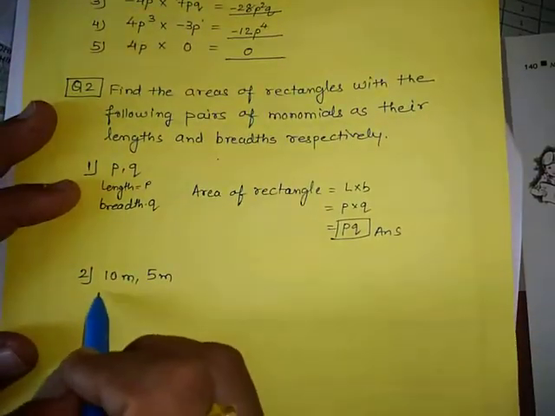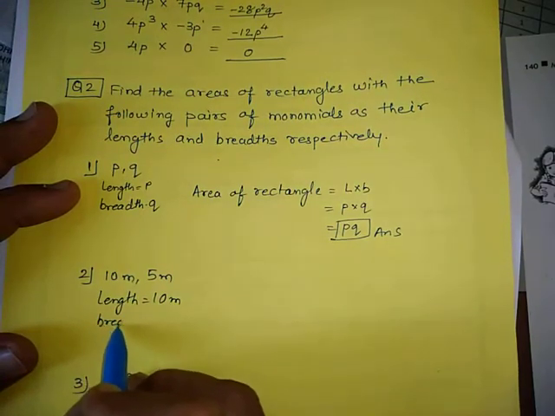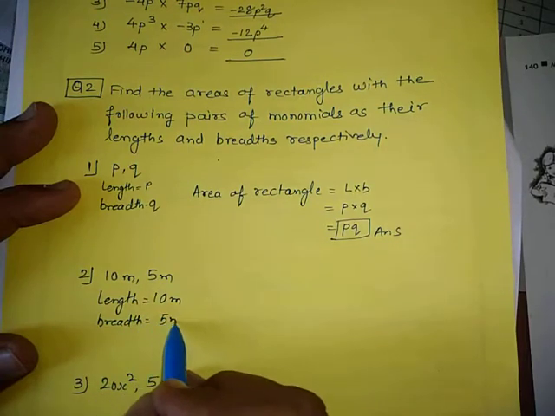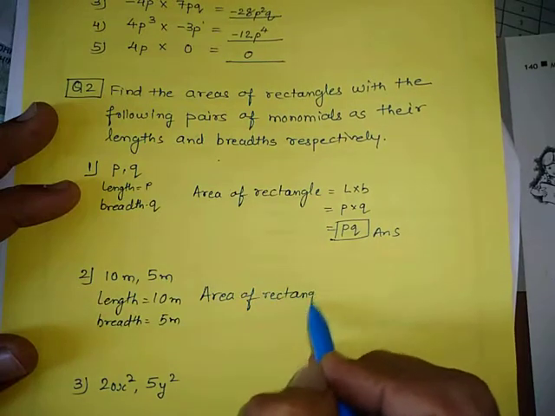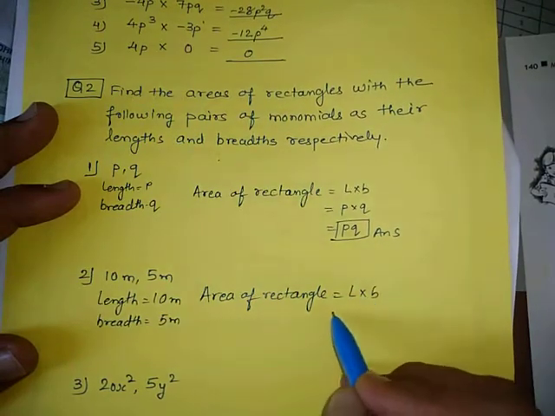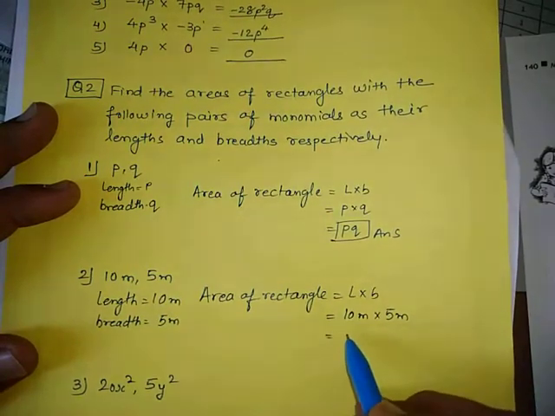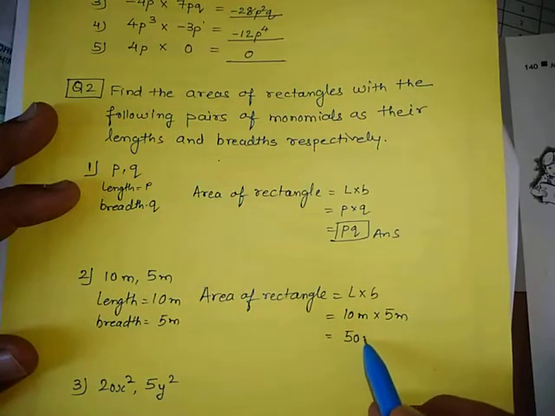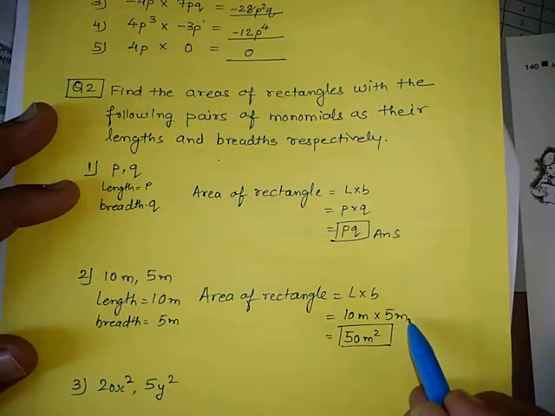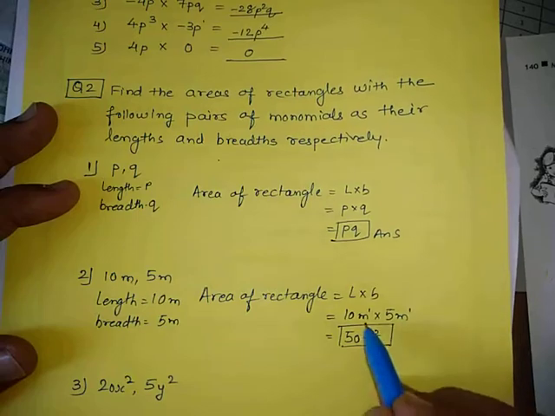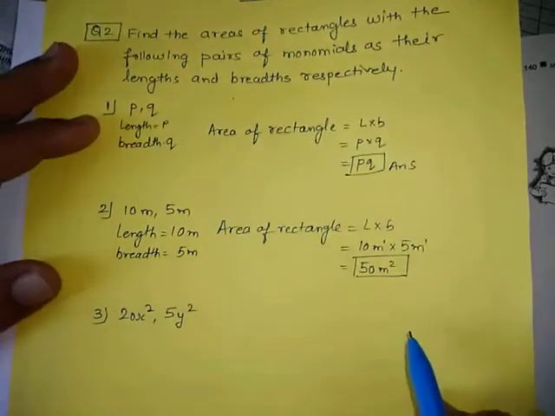Same way over here, length is equal to 10m and breadth is equal to 5m. So area of rectangle is equal to L into B, means length multiplied by breadth. So 10m times 5m. 10 fives are 50. m times m means m square. Whenever we are finding the product, the variables also get multiplied, and in this case same variables, the power gets added. So 1 plus 1, it will be m square.